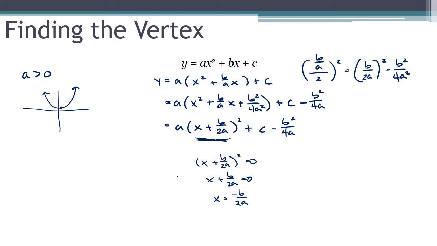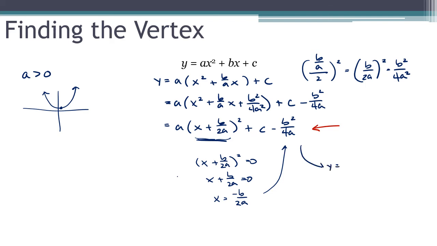Okay. So that's the x coordinate. How about the y coordinate? All right. Well, what I'm asking is, what is the y coordinate when x equals negative b over 2a? Well, look, refer back to this line here. If I put negative b over 2a into that equation, what do I get?